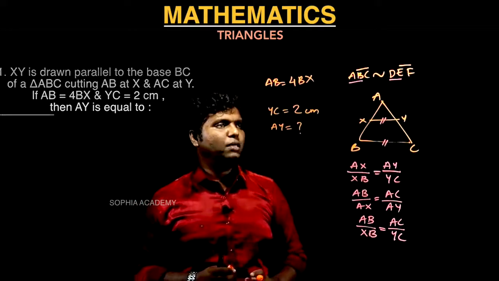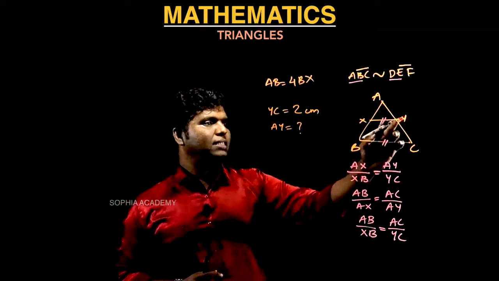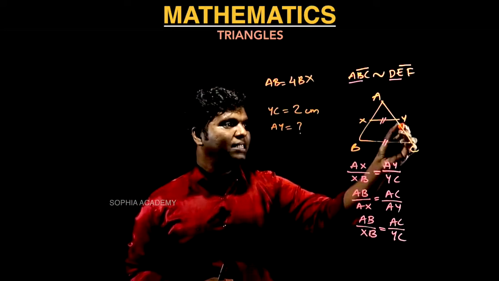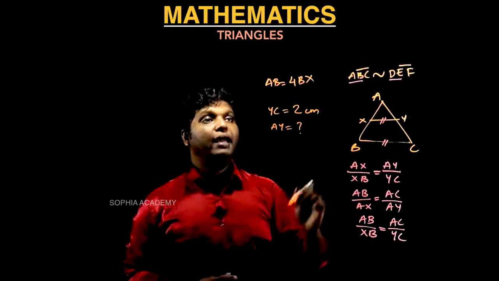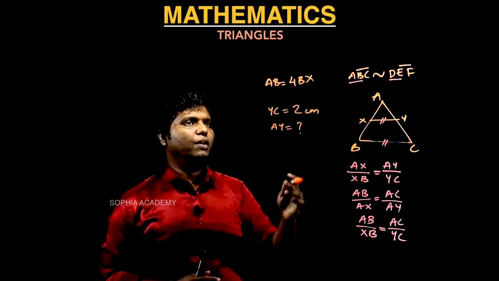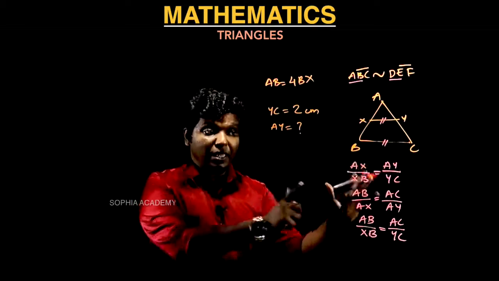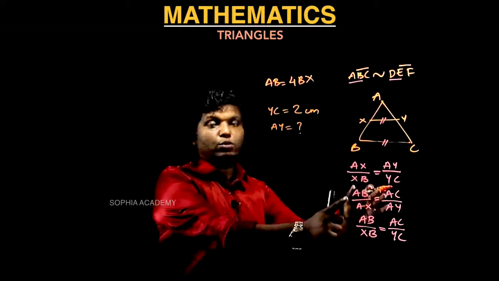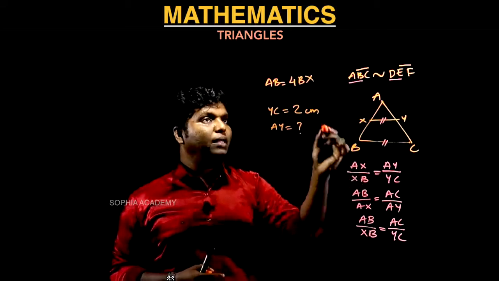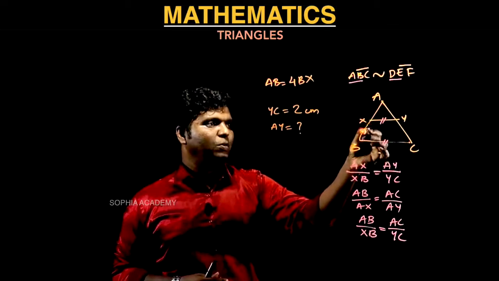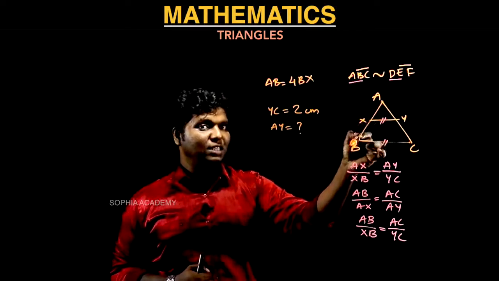Focus your eyes on this part. YC is given. You have to find AY. This is the condition given. So from this one, I already told you these are the proportion theorems, right? Keeping this in your mind, you have to bring this to AB and BX. Where is AB? AB is the whole, BX is this much part, right?